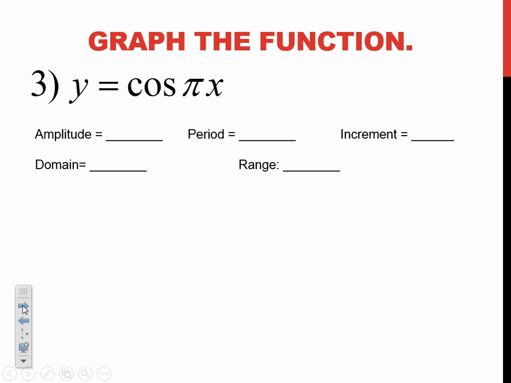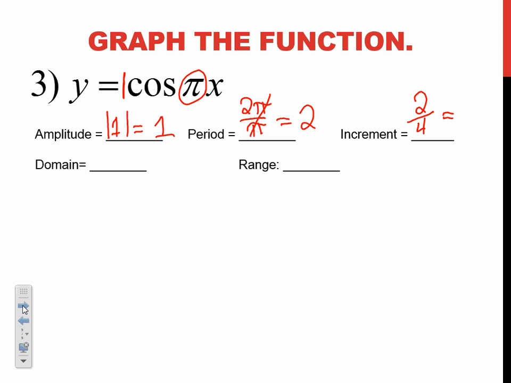First things first, we have to do our amplitude. There's a 1 here if there's no number, so the absolute value of 1 is just 1. Our period, remember, is 2 pi divided by pi. So we're dividing by whatever is in front of x. These are going to cancel and we get 2. Now for our increment, we're going to do 2 divided by 4, which gives us 1/2.